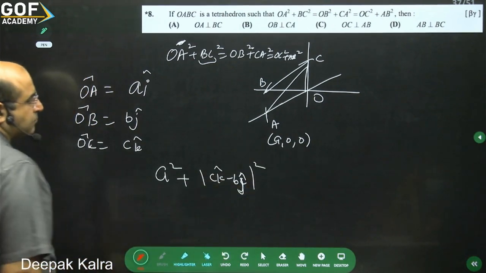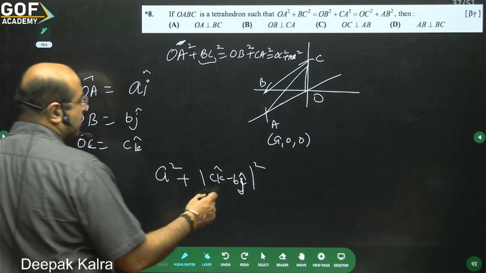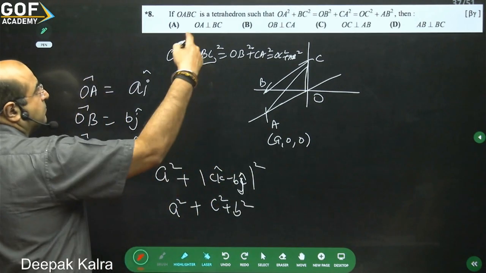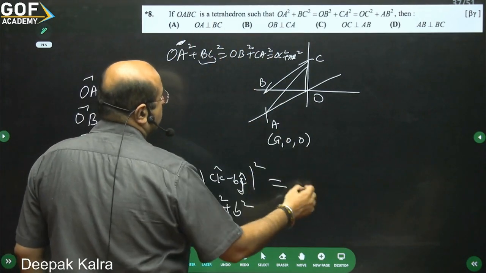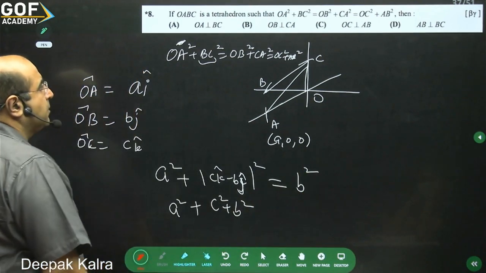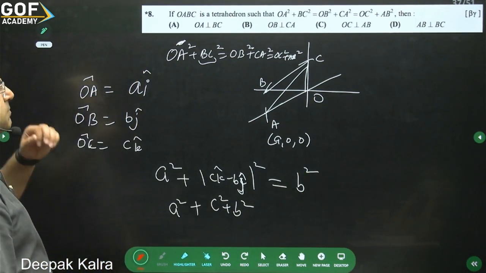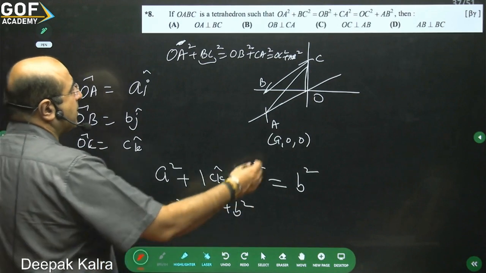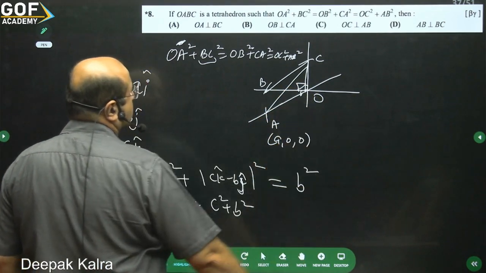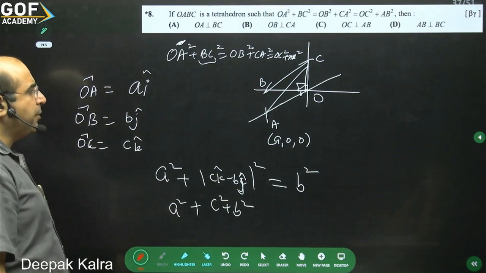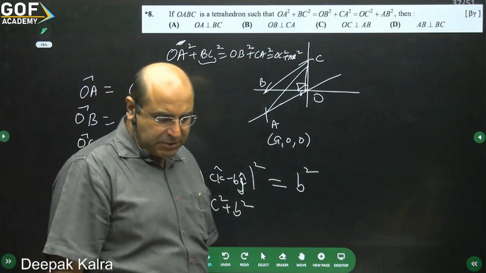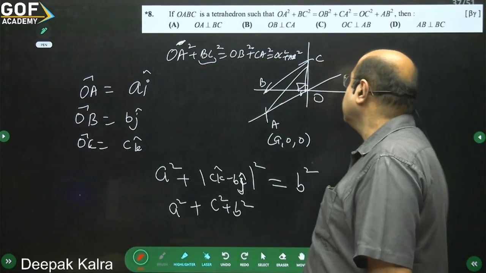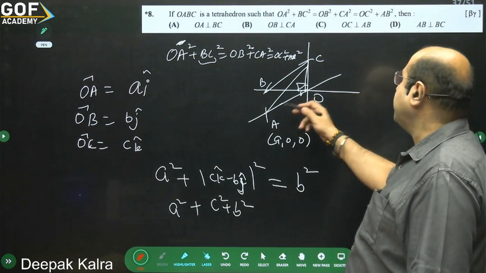Right? Means C square plus B square we will get. And that is equal to OB square, which is nothing but B square. That will also come: A square plus B square plus C square. Means what? You are getting, that means they are perpendicular. If we take a bigger one, then it will not be perpendicular. This is the answer of 8th. The answer is given as A, B and C, meaning OA is perpendicular to BC.